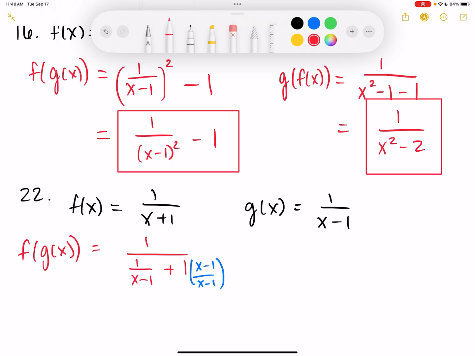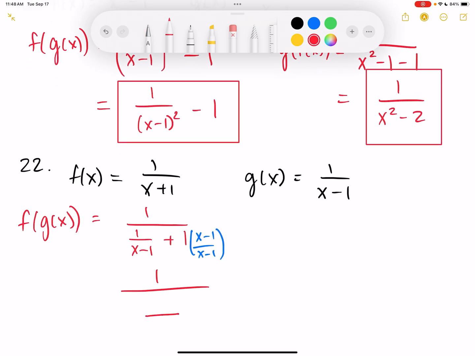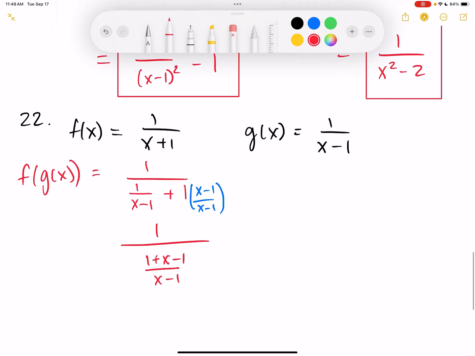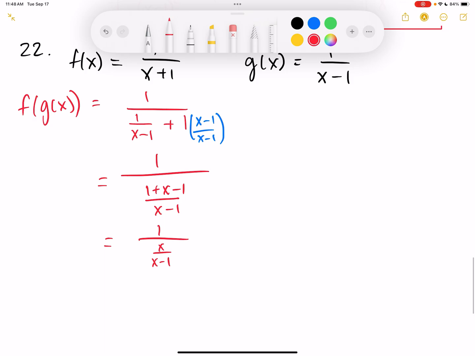So on top I have 1 over. On the bottom, I now have a smaller fraction. So 1 plus x minus 1, which ends up giving me 1 over x minus 1. Now what do I do with that? Divide by a fraction. Keep change flip, so I end up with x minus 1 over x, and then just times 1, so I don't have to do anything else with it.